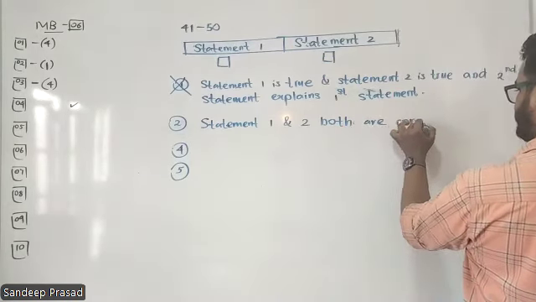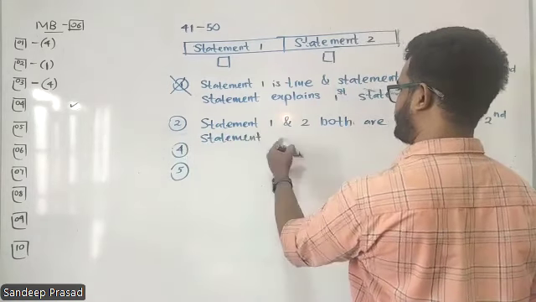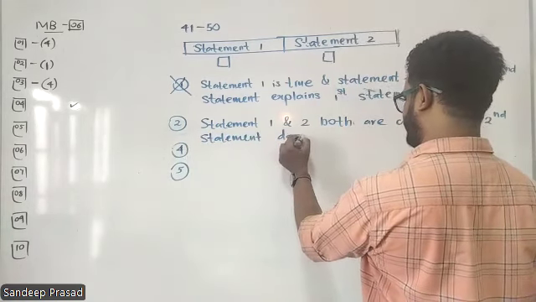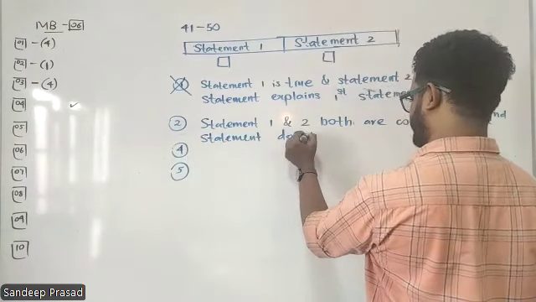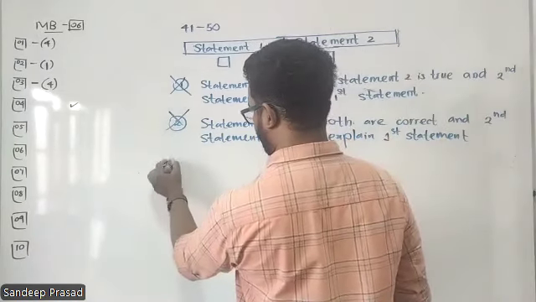And the second statement doesn't explain the first statement. Then we can see that the answer is number 2. That means, students, both the statements are true, but there is no connection between those statements, right?